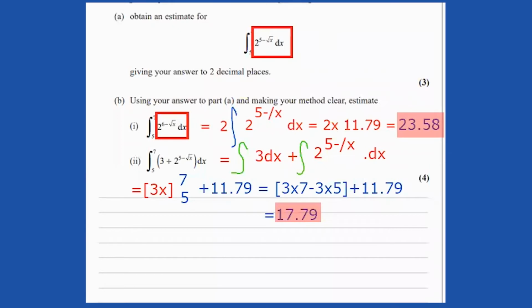If you look at this, we can rewrite 2 to the power 6 minus root x as 2 times 2 to the power 5 minus root x. Now, we already know our answer from part A as to what 2 to the power 5 minus root x is. That is equal to 11.79. So we're going to use that information here so that we have the answer as 2 into 11.79, which is 23.58. That is our answer for part B, section 1.